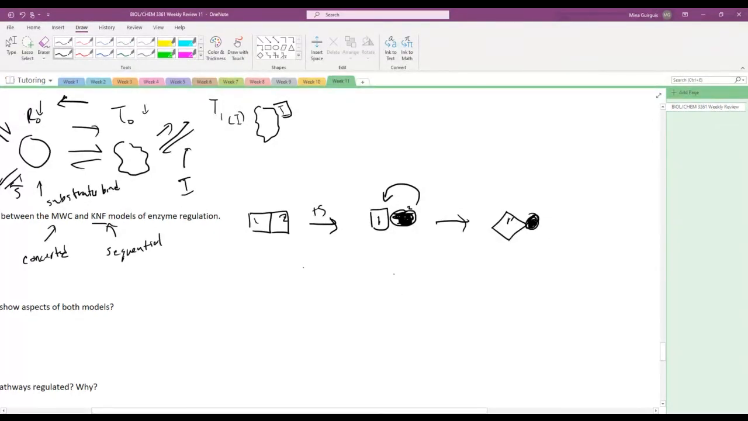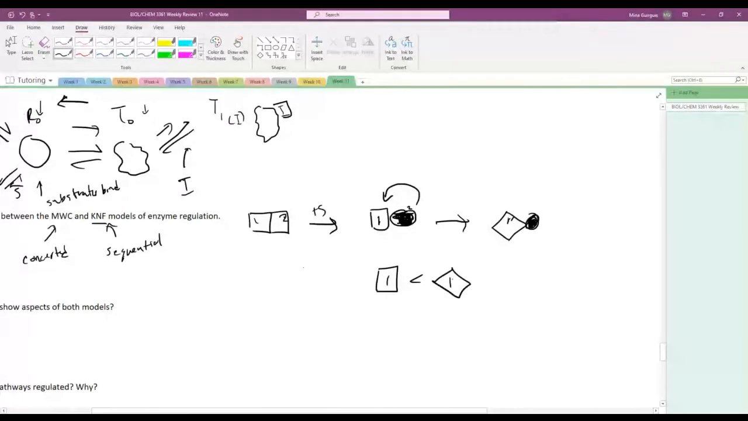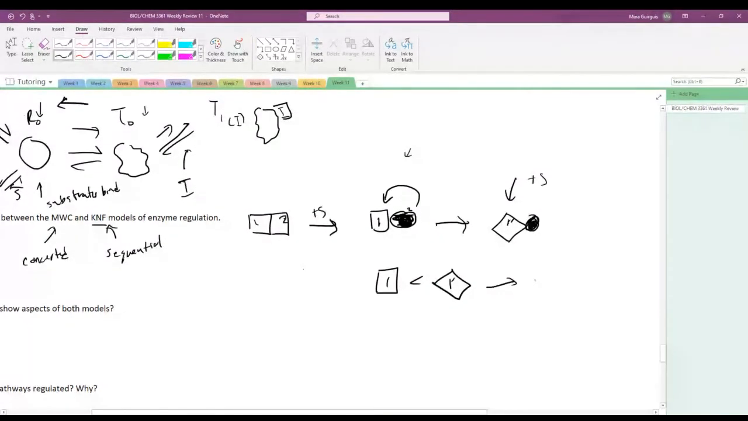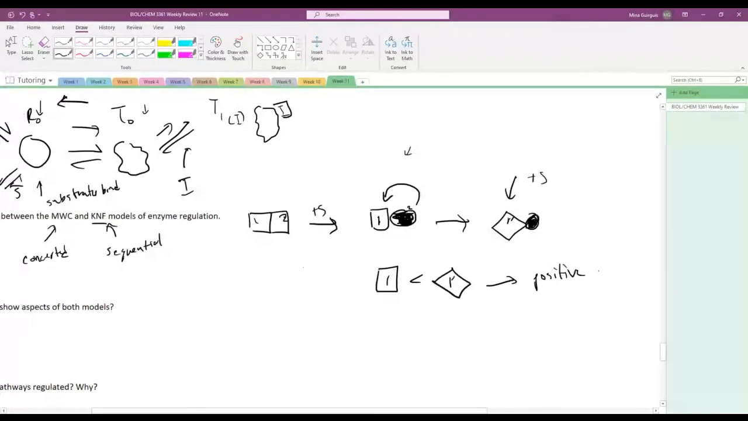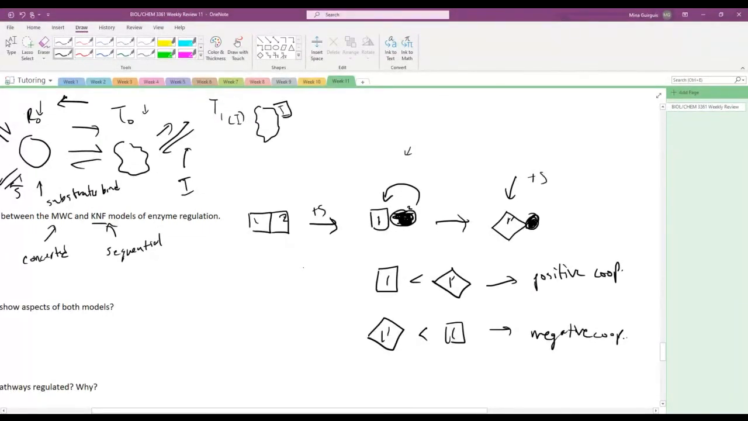So now, if the new form binds to substrates better, so if this is more easily able to bind to a substrate than this, we get positive cooperativity. If, on the other hand, we covered up our binding site or something like that, we get negative cooperativity. And hemoglobin is a great example of both of these models.